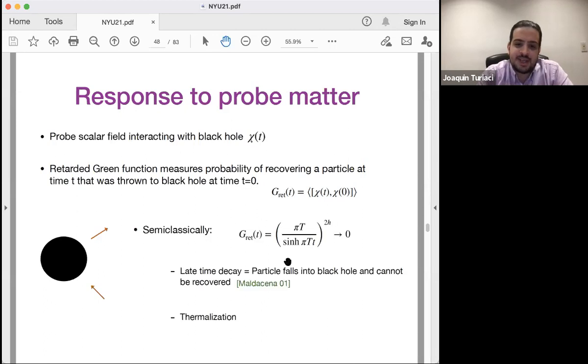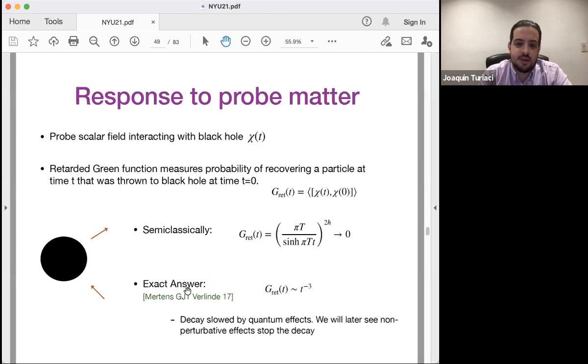If you compute it semi-classically, this decays exponentially with time in this way. It's related to the fact that the particle falls into the black hole and you cannot see it from outside. And this tells you, if you interpret this as some correlator in a quantum mechanical system, that the system thermalizes very fast. And one thing you can do is to see how quantum effects affect this answer.